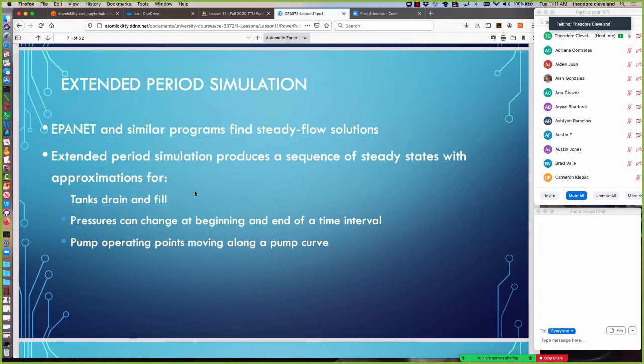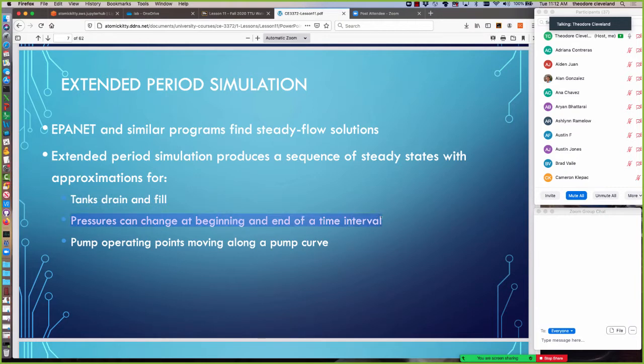And the reason it turns out to be a good approximation is a change in the system propagates at roughly 5,000 feet a second. So a mile a second is how fast a change will propagate through a distribution network. That's the speed of sound in water. And within an hour or so, the systems will stabilize into their new operating conditions. And so we can leverage that observation in using extended period simulation. And then the only dynamic tracking we will do is keeping track of tanks draining and filling, because that doesn't propagate at 5,000 feet a second.